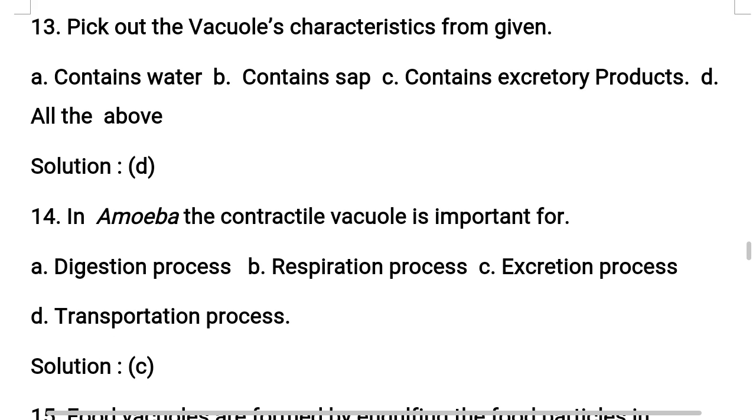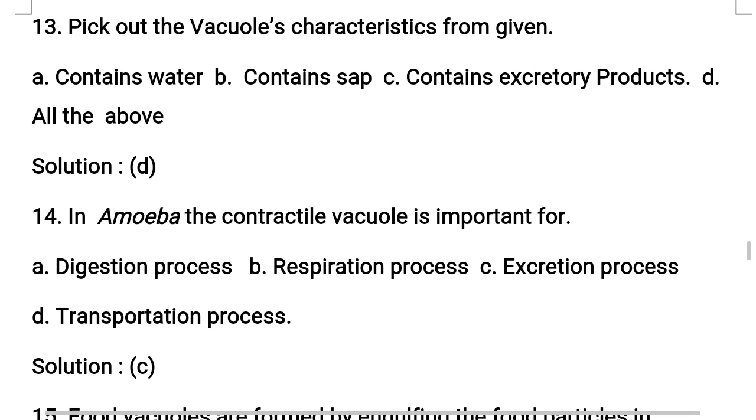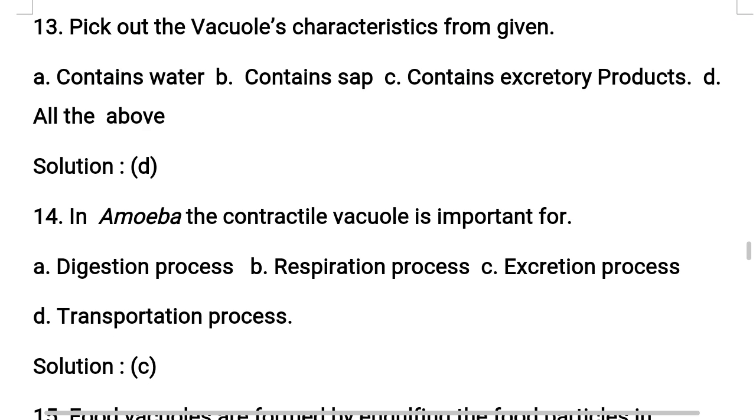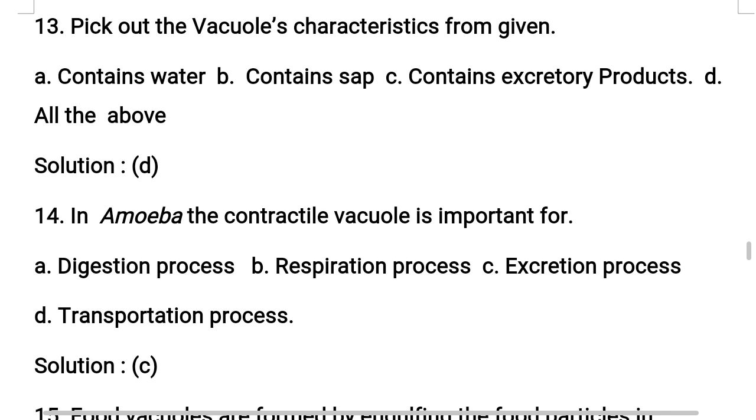All the above. Because vacuole possesses water, cell sap, and excretory products also in them, since 90% of the volume of the plant cell is occupied by the vacuoles only. These vacuoles are membrane bound and space-filled structures in the cytoplasm. This is because they are helpful for saving or preserving water, sap, excreted products, and other materials also, which are not useful for the cell. Understand? So the correct answer for this question is option D, all the above.